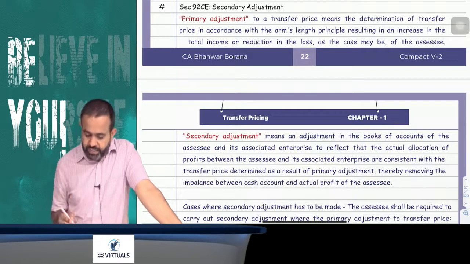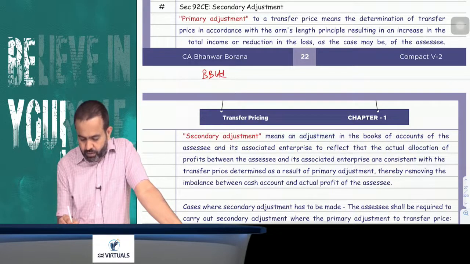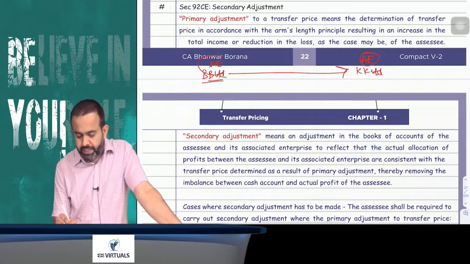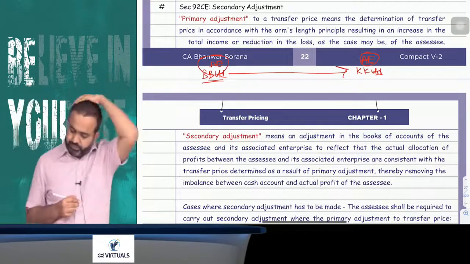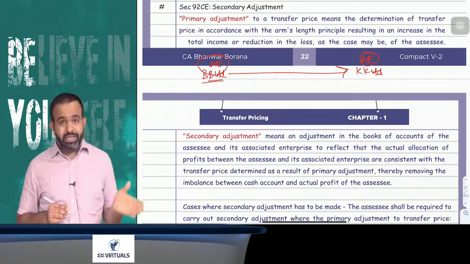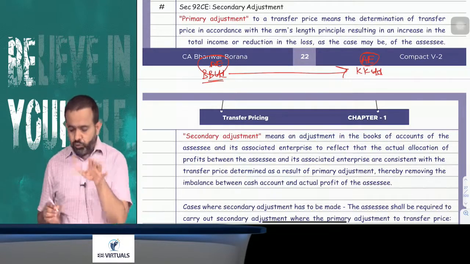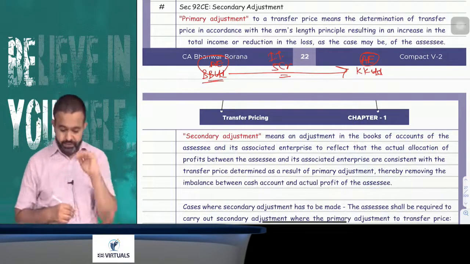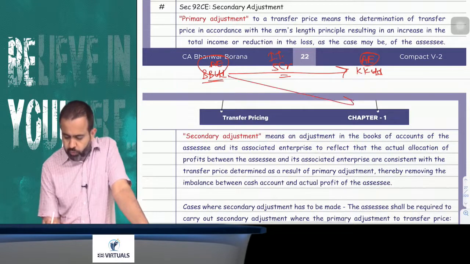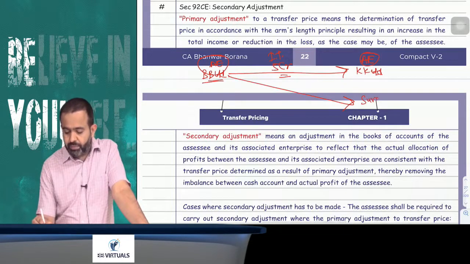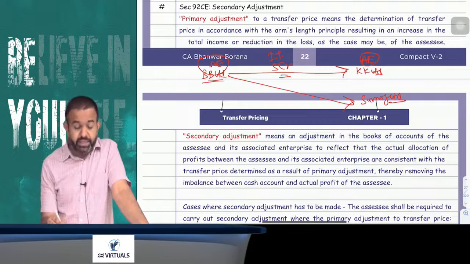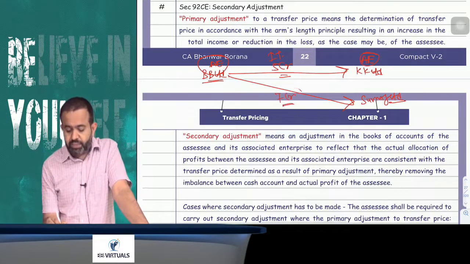Primary adjustment means suppose in India there is one company named BB Limited. And in USA we have one associate enterprise named suppose KK Limited. So BB Limited and KK Limited both are associate enterprises. Now what happened? Suppose we sold some goods to KK Limited and our selling price of those goods is 5 crore rupees. Means 5 crore rupees is our international transaction price. But similar goods we sold to one more foreign enterprise named suppose Sunny Limited, and in that case our transaction value is 7 crore.